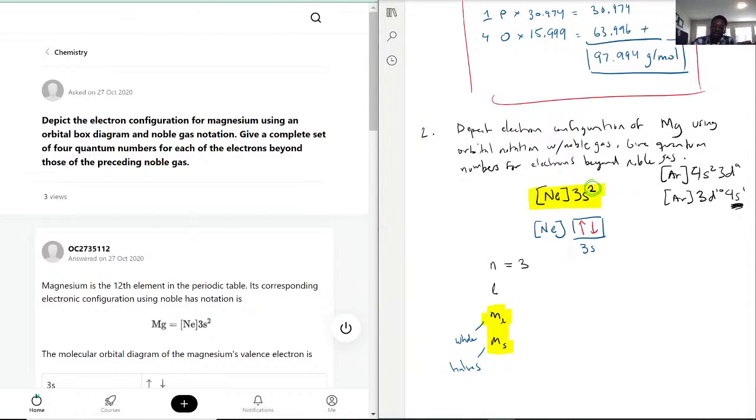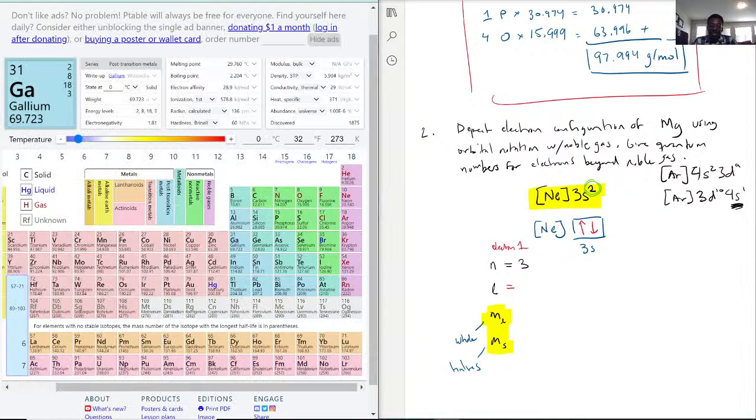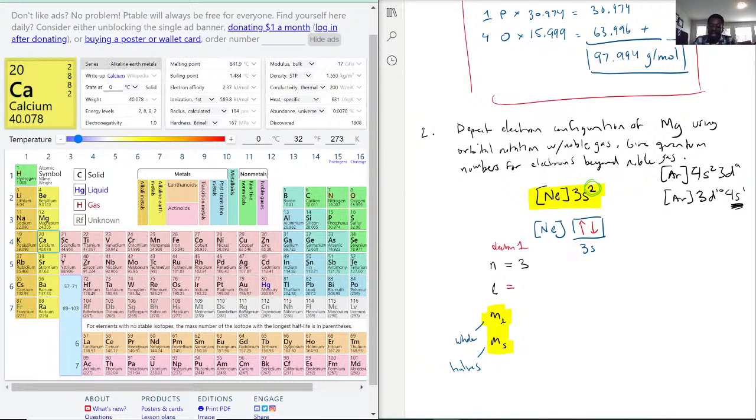And they're asking for the numbers for those 2 electrons, okay? So electron 1 would be n equals 3, l is equal to, now, this is what you have to memorize. When it comes to s, p, d, and f again, the s subshell has an l value of 0, okay? Just 0. The p subshell has a value of 1.